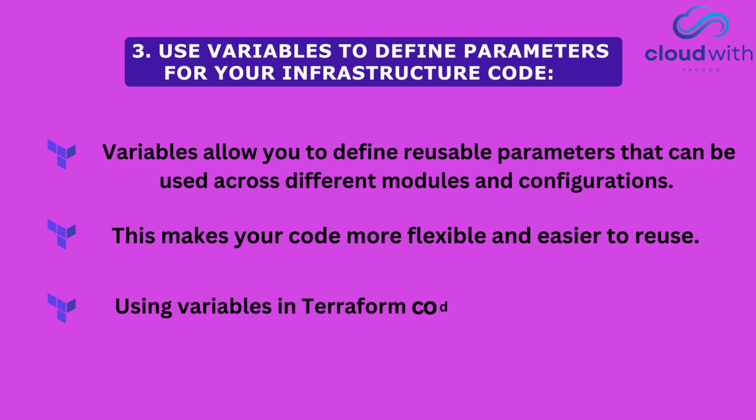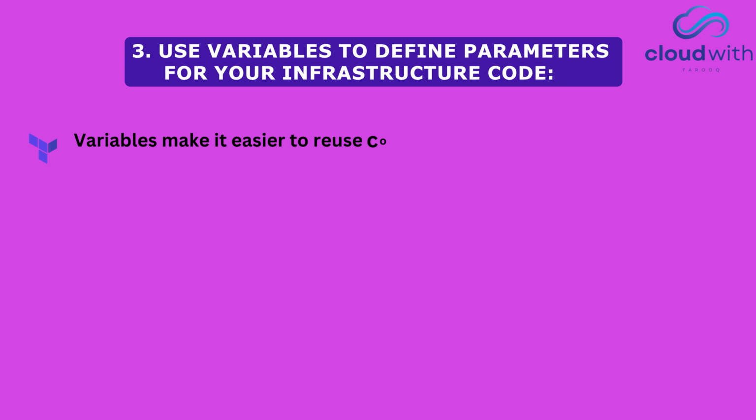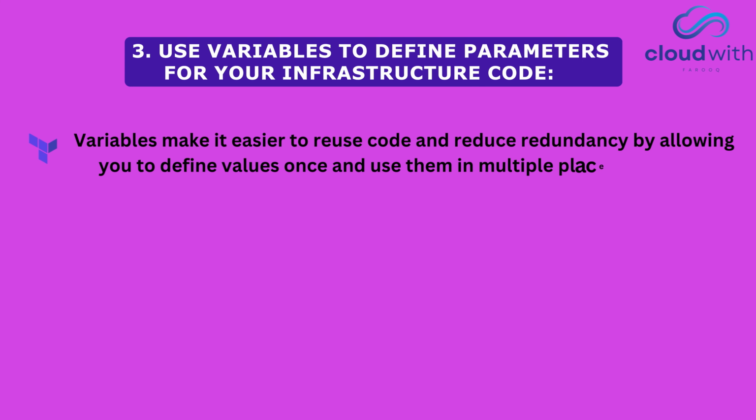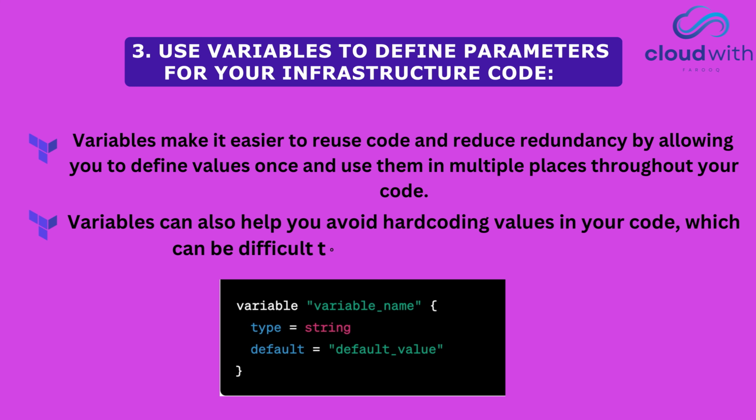Using variables in Terraform code allows you to define parameters that can be customized for different environments. Variables make it easier to reuse code and reduce redundancy by allowing you to define values once and use them in multiple places throughout the code. Variables can also help you avoid hard coding values in your code, which can be difficult to maintain and update over time.